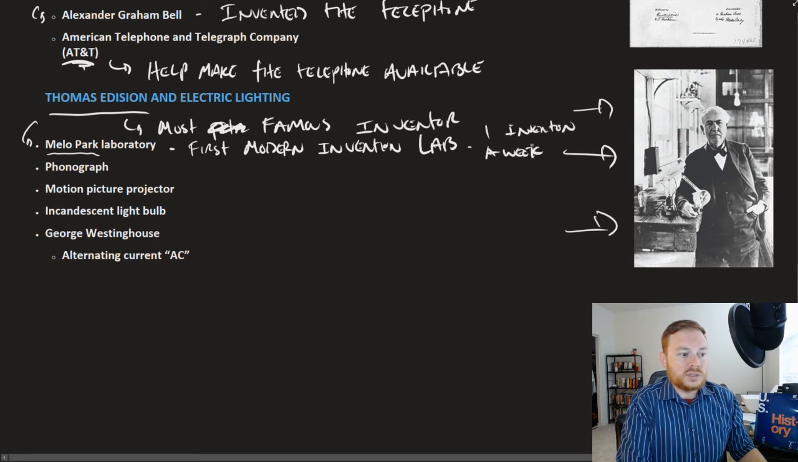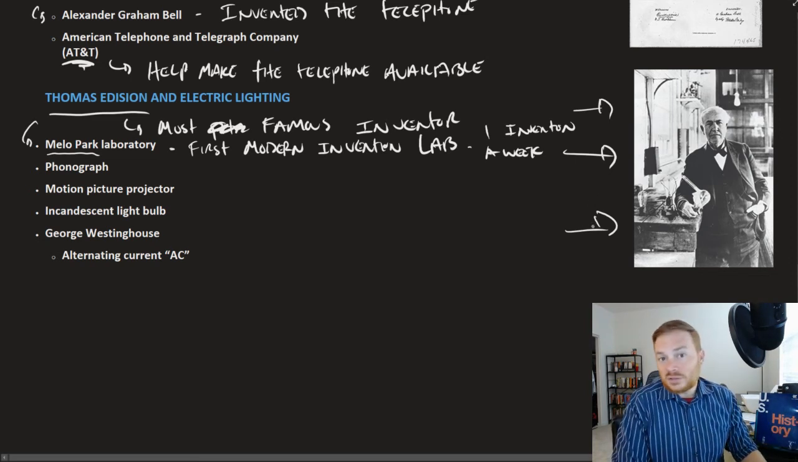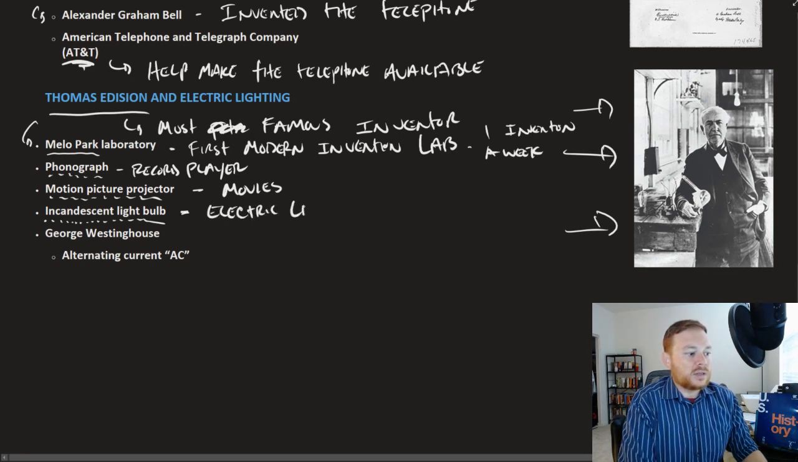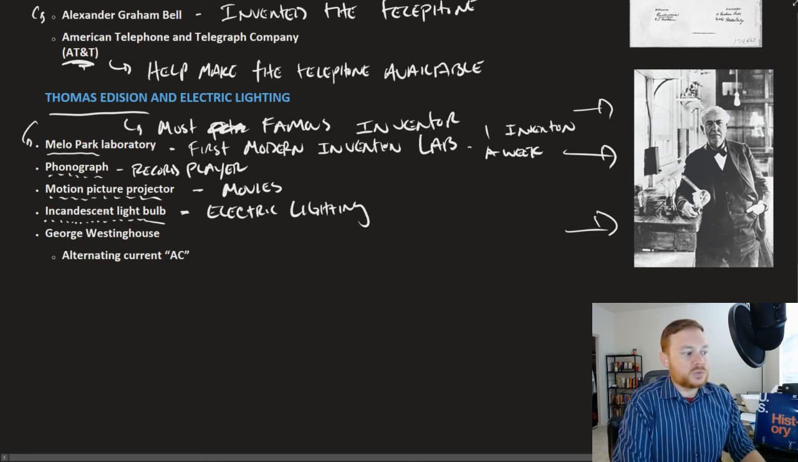Really kind of gives you an idea of just how strong this innovative culture was. Amongst other things that Thomas Edison invented, he invented a phonograph, which is kind of like a record player almost. First thing that could play music. He helped invent the motion picture projector, which of course is associated with movies. But his most famous and most impactful invention was the incandescent light bulb, right? So this is electric lighting. Whereas before, all lighting was done by open flame, right? Usually sort of an oil burning flame. So this was a huge invention.